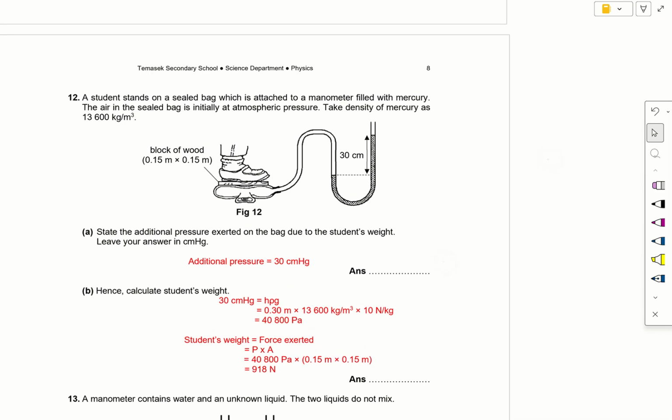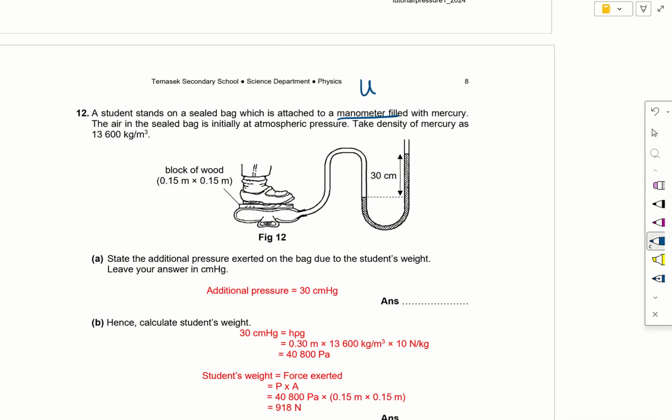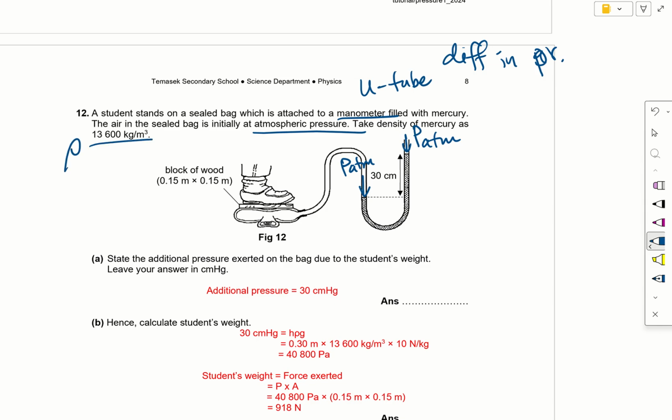A student stands on a silk bag which is attached to a manometer. Manometer is your U tube, so it actually measures the difference in pressure. The manometer is filled with mercury. The air in the silk bag is initially at atmospheric pressure. So this is atmospheric pressure. Draw the arrows. Over here also atmospheric pressure. Then take the density of mercury as 13600, so this is my rho.